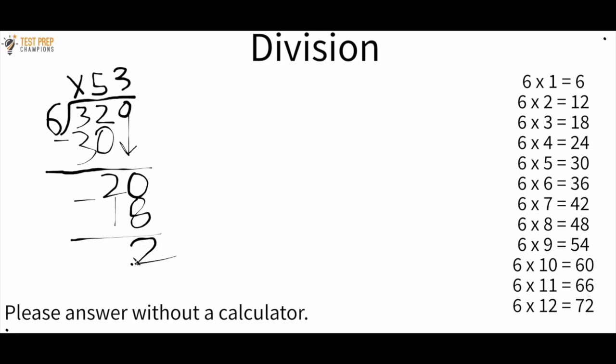So I see that I've got a remainder 2. So all I'm going to do is put an R here and put a 2 here, and that tells me that there's remainder 2. So the correct answer here is 53 remainder 2.